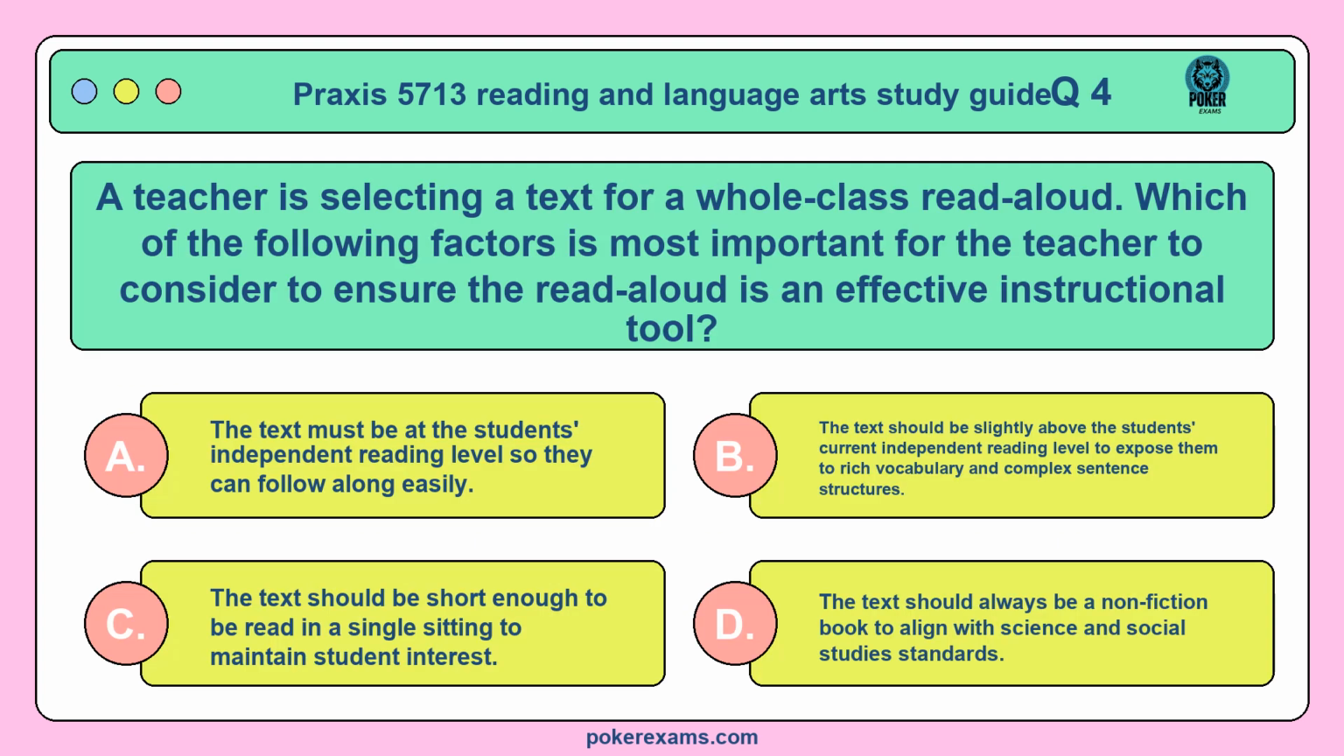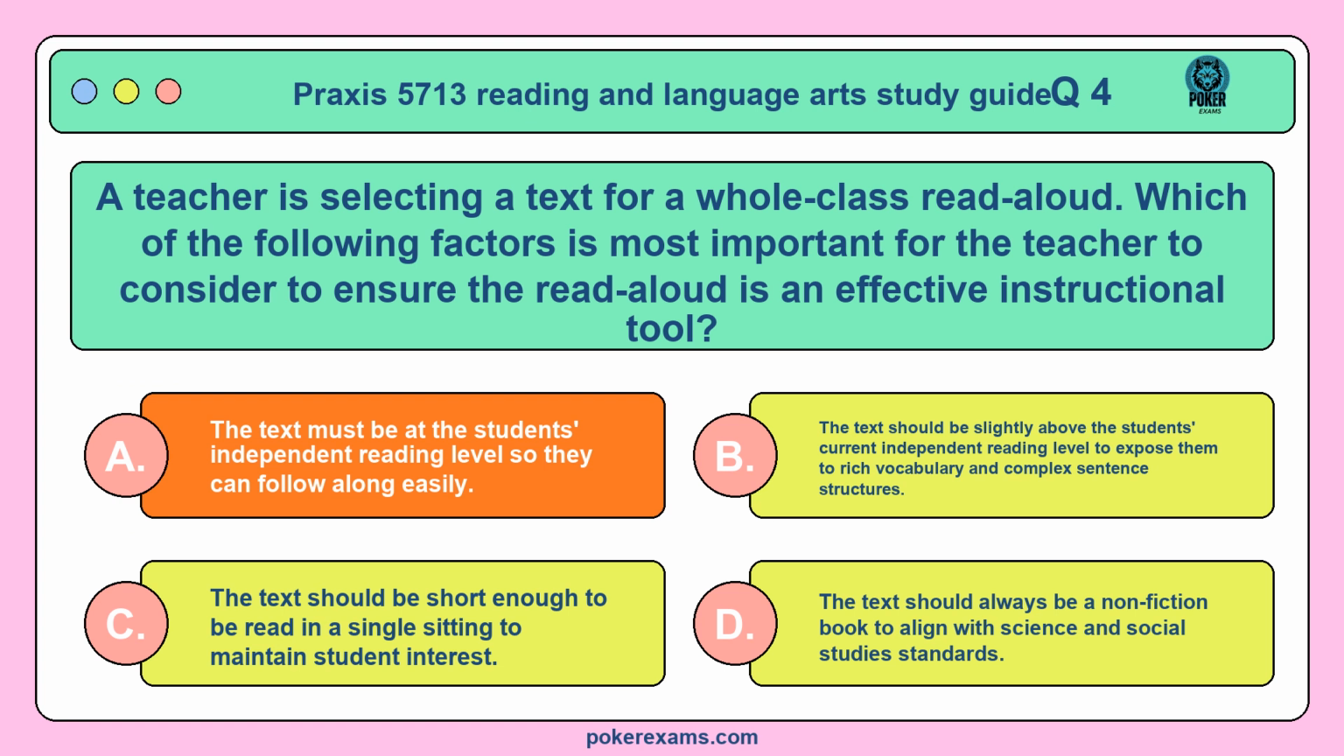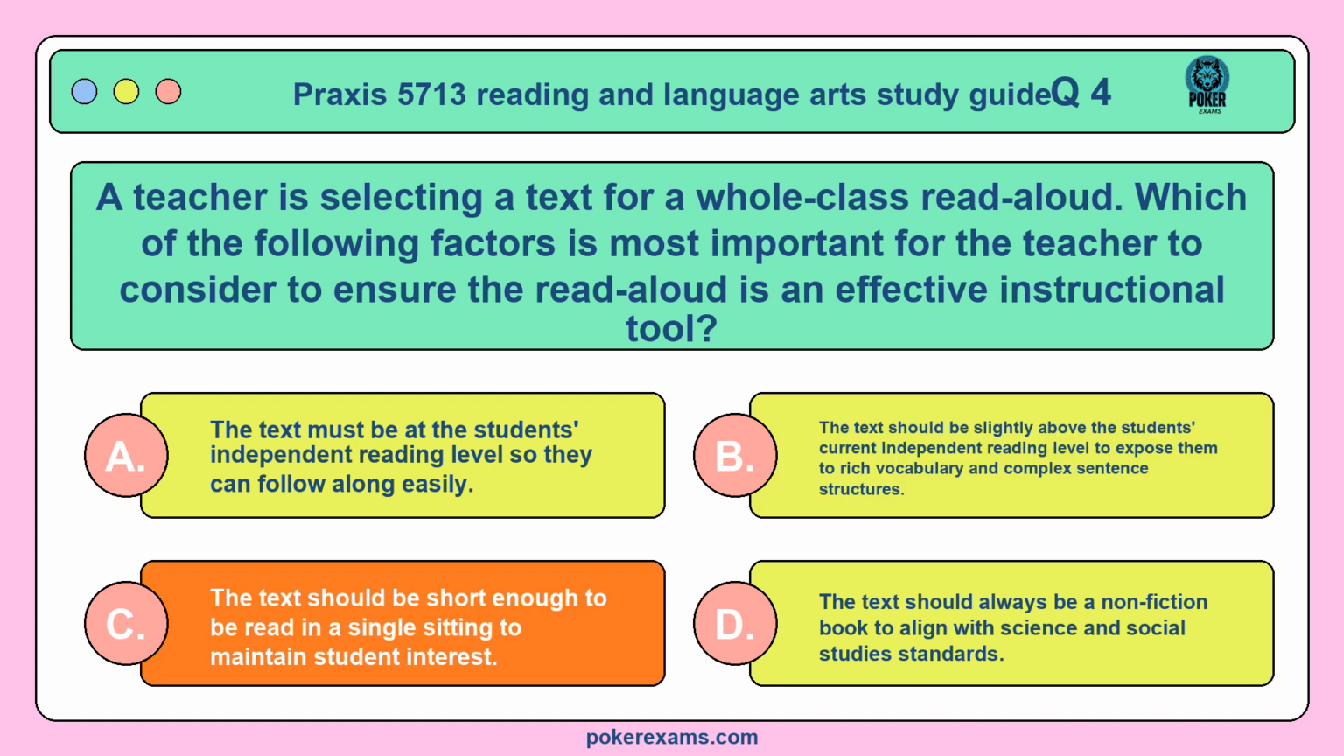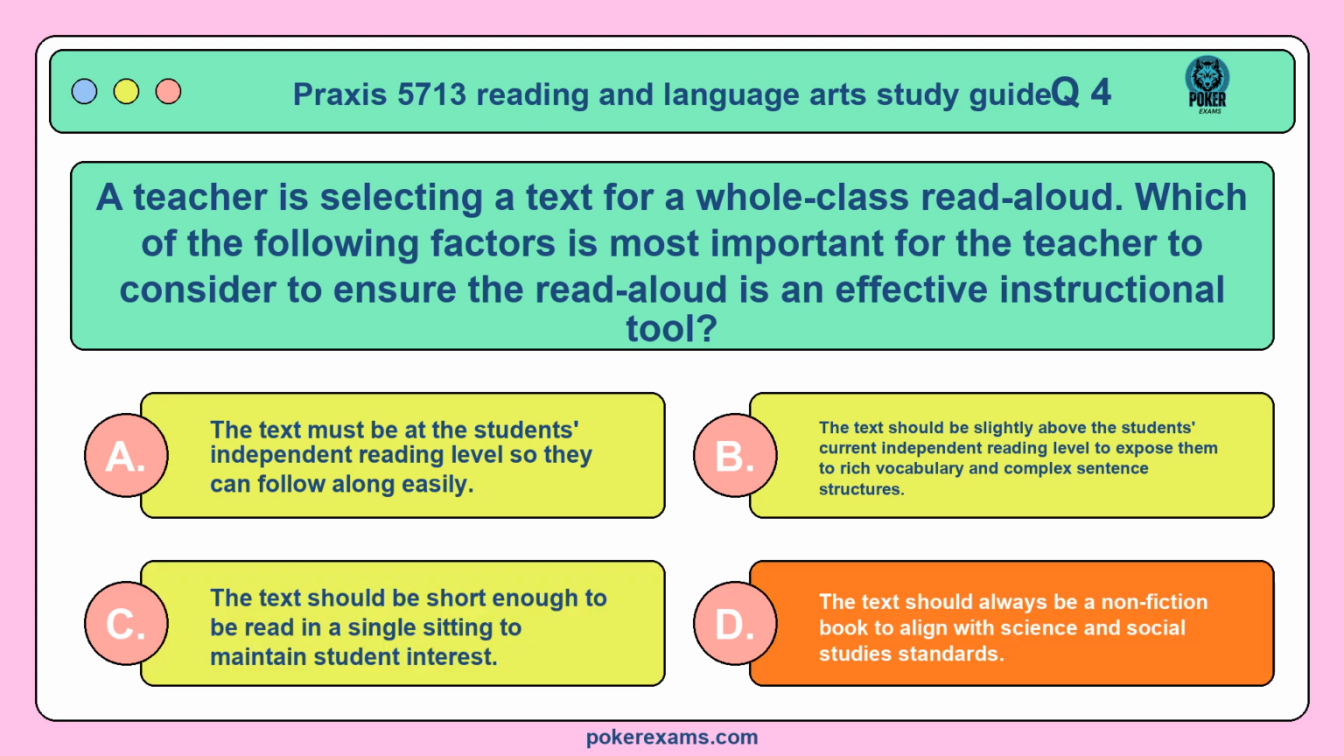Question 4. A teacher is selecting a text for a whole class read aloud. Which of the following factors is most important for the teacher to consider to ensure the read aloud is an effective instructional tool? Option A. The text must be at the student's independent reading level, so they can follow along easily. B. The text should be slightly above the student's current independent reading level to expose them to rich vocabulary and complex sentence structures. C. The text should be short enough to be read in a single sitting to maintain student interest. Or D. The text should always be a nonfiction book to align with science and social studies standards.